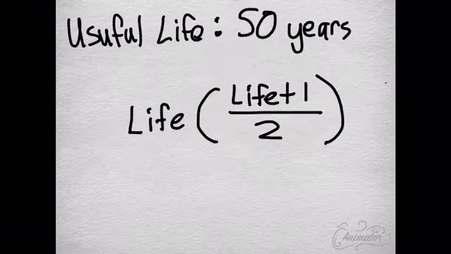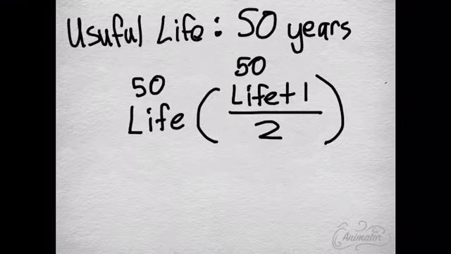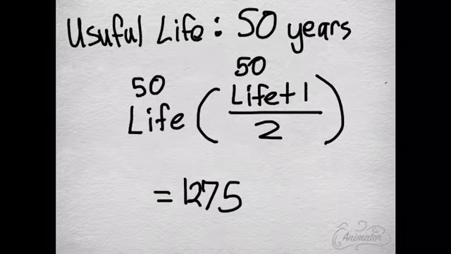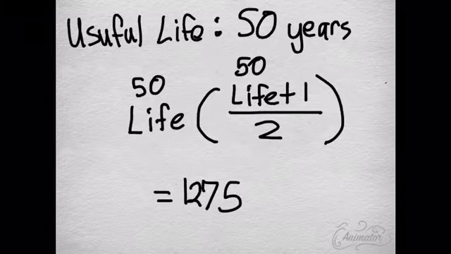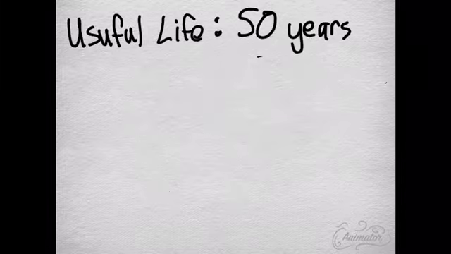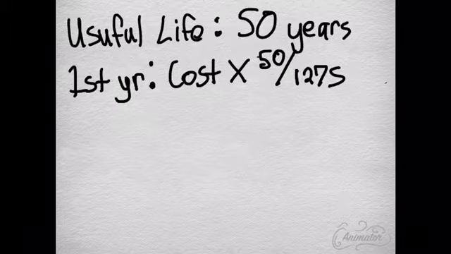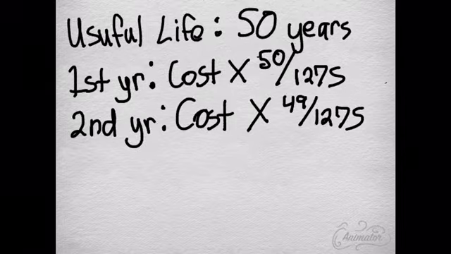What we would do is add 50 plus 1 and divide it by 2, then multiply it by 50 itself. And the answer would be 1,275. So in computing our depreciation, we would multiply cost by 50 over 1,275. And on the second year, the same formula applies, but deduct 1 year from the numerator.